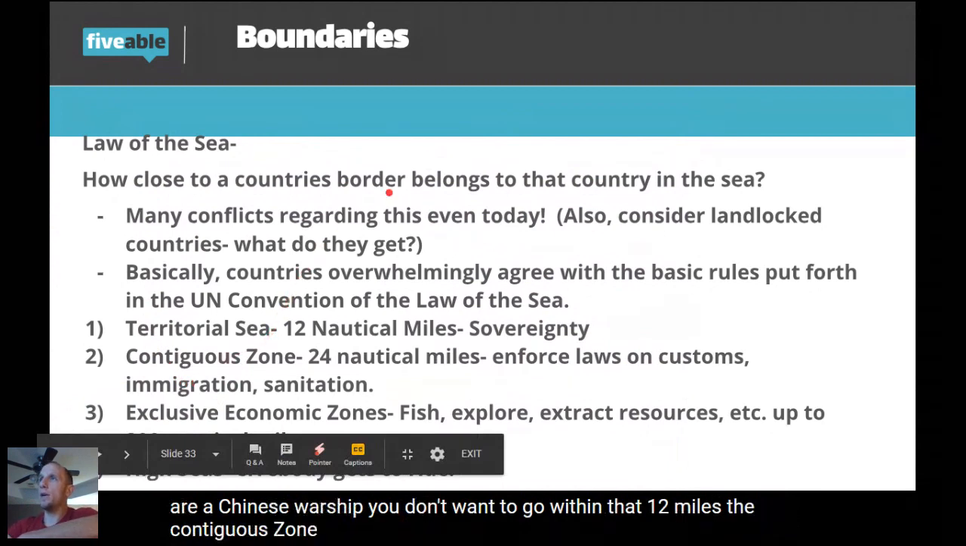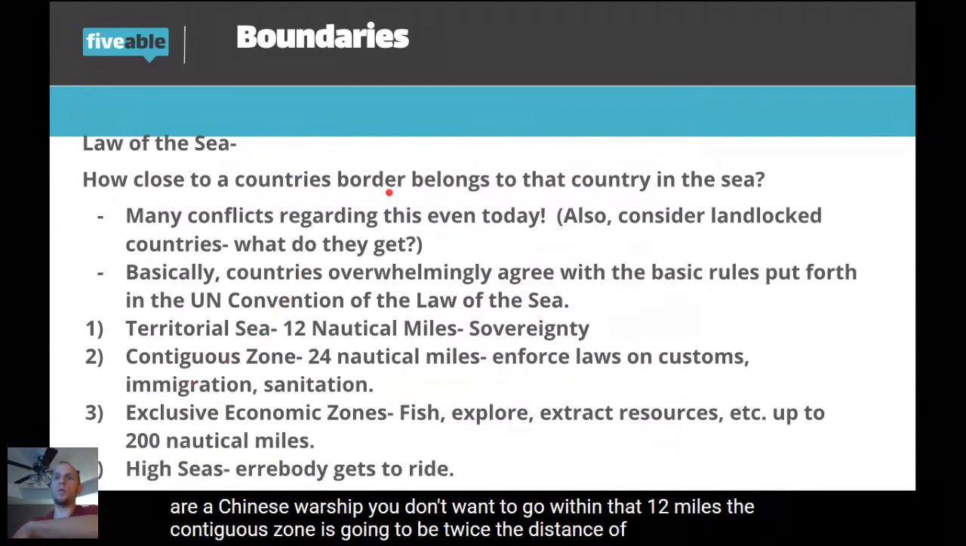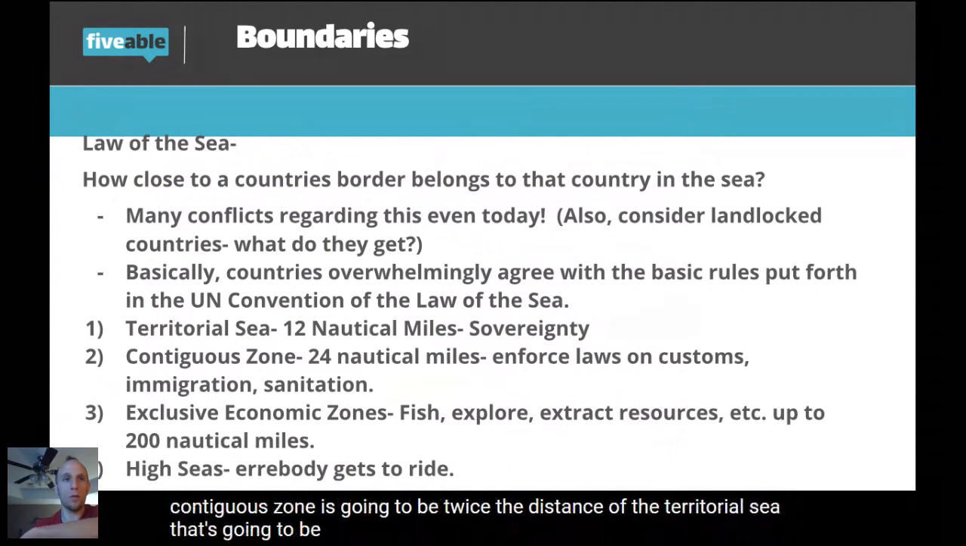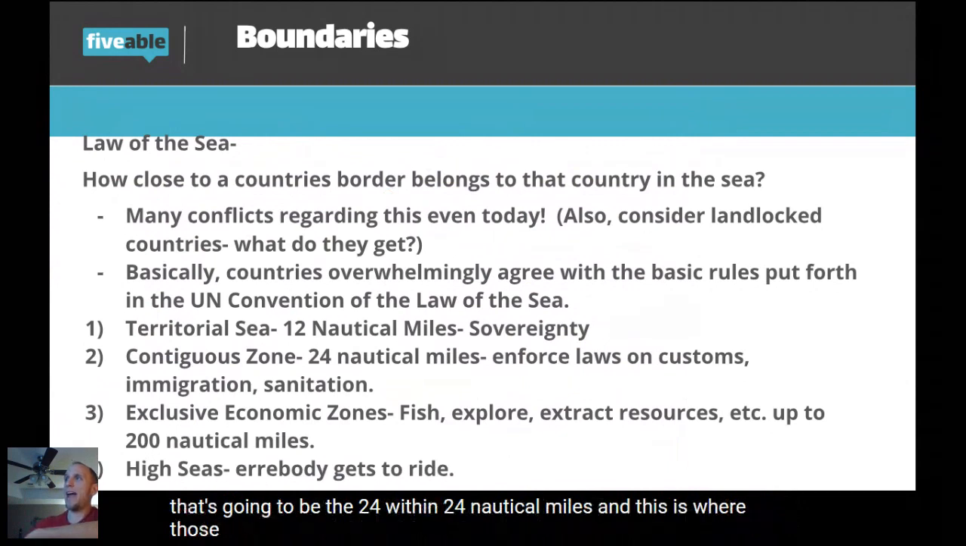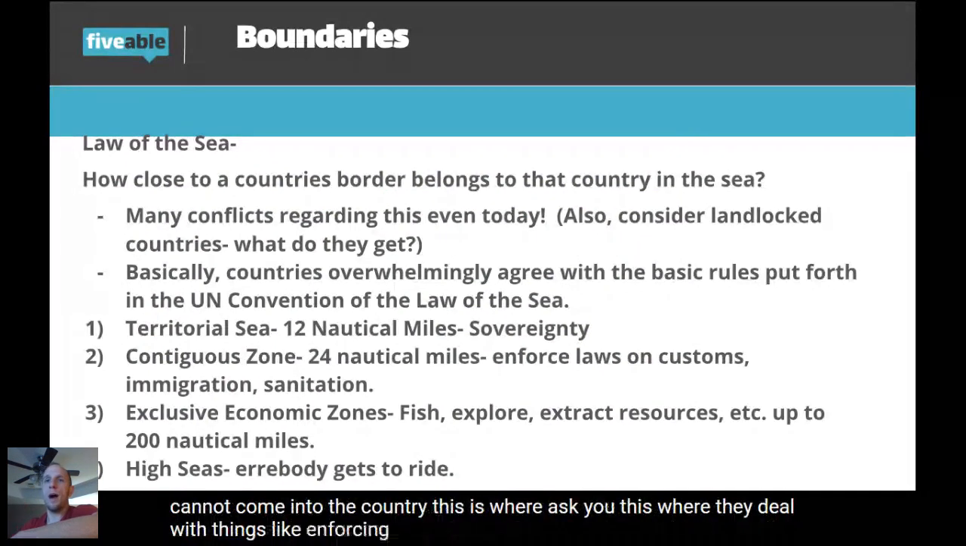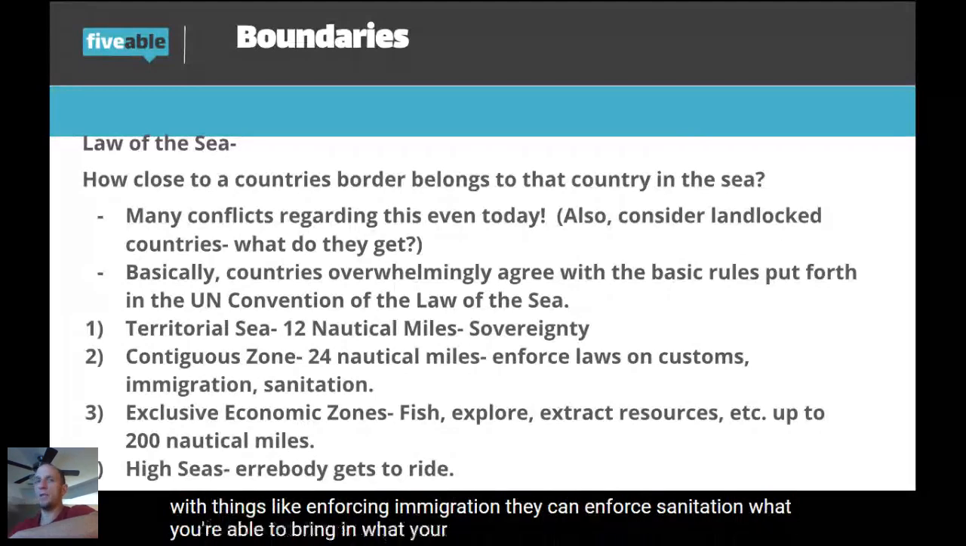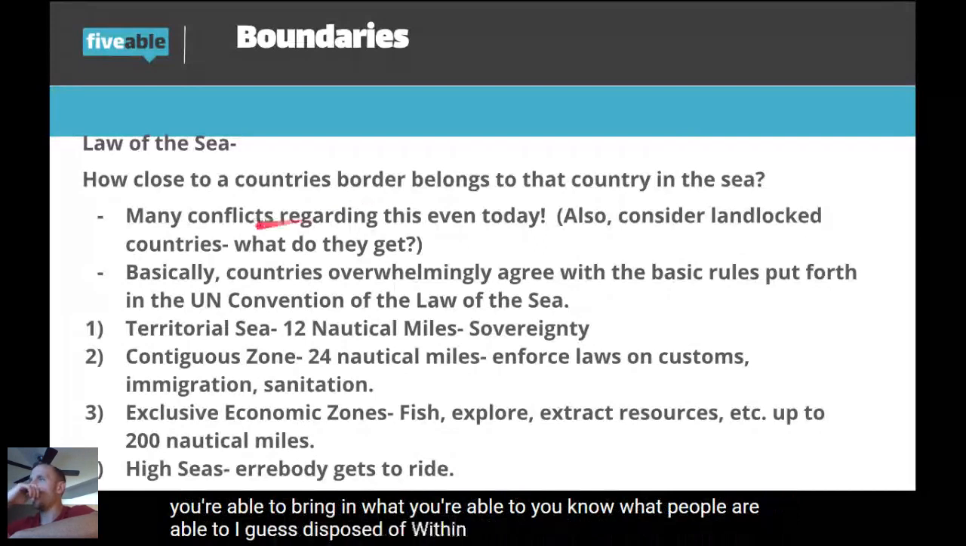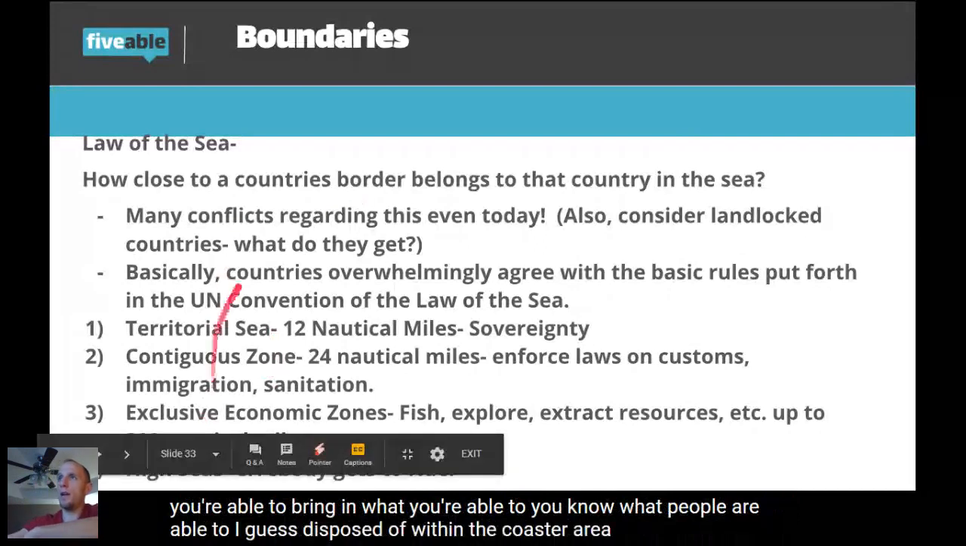The contiguous zone is going to be twice the distance of the territorial sea. That's going to be the 24 nautical miles. And this is where those countries get to enforce laws on customs. That means what can and cannot come into the country. This is where they deal with things like enforcing immigration. They can enforce sanitation, what you're able to bring in, and what people are able to, I guess, dispose of within the coastal area.